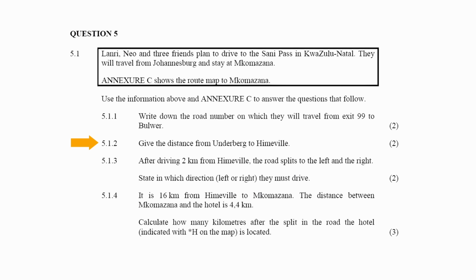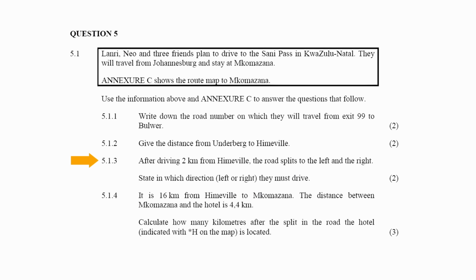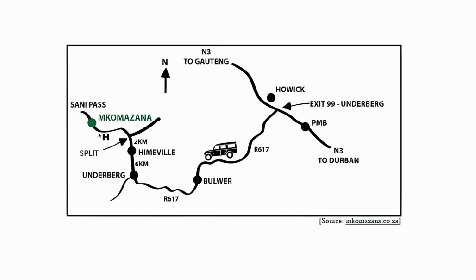In question 5.1.2, you have to give the distance from Underberg to Heimville. From the route map, the distance between these towns is 6 kilometers. In question 5.1.3, it is said that after driving 2 kilometers from Heimville, the road splits to the left and the right. You have to state in which direction, left or right, they must drive. From the route map, after driving 2 kilometers from Heimville, they must turn left to go to Mkomazana.